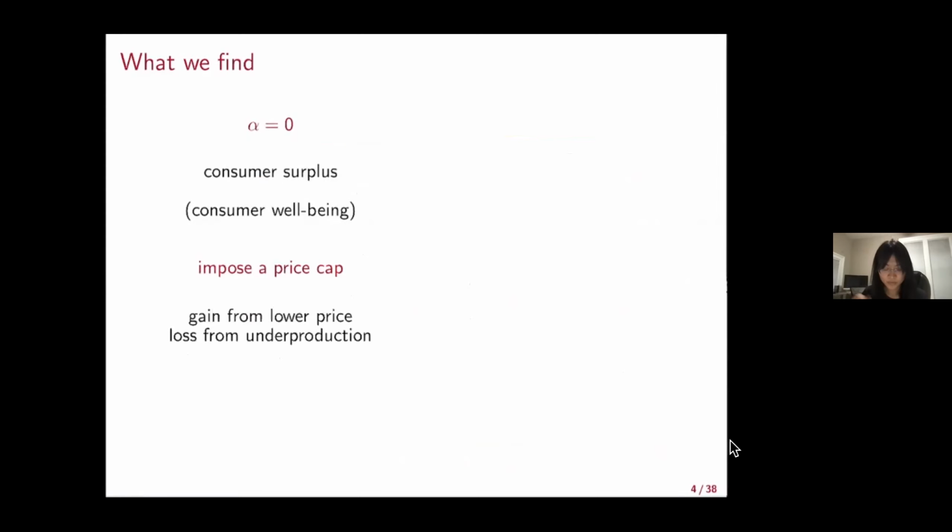Now, when the government imposes a price cap, consumers might gain from a lower price. However, they might lose from the firm's underproduction. So the optimal price cap will balance the gain from lower price and the loss from underproduction. At the other extreme, when alpha is equal to 1, this is a very different objective, right? So this regulator wants to maximize the total surplus of consumers and the firm. So he wants to do the efficient thing.